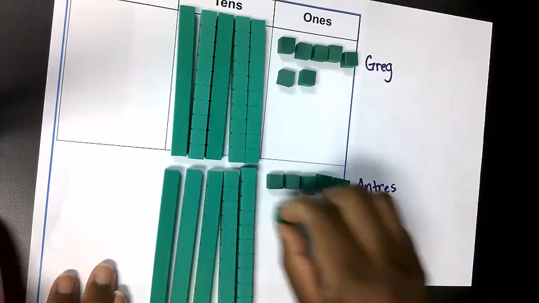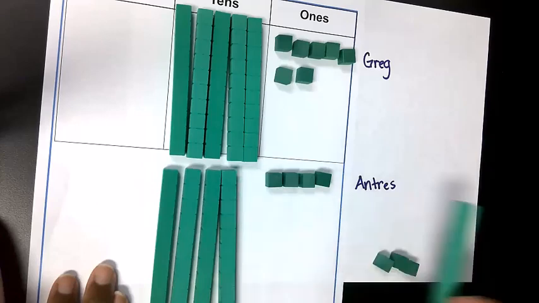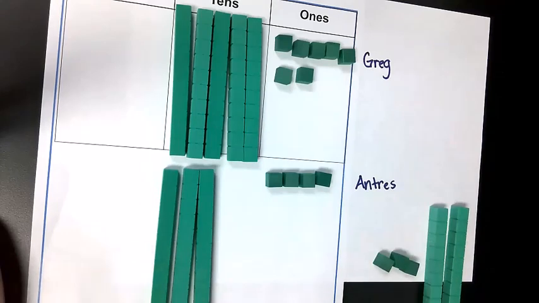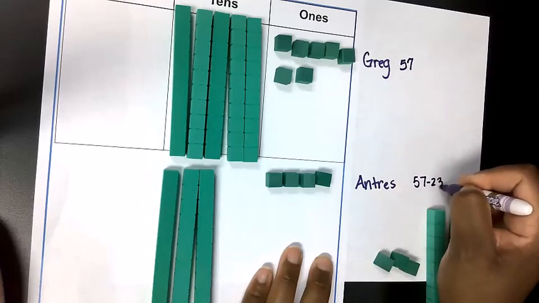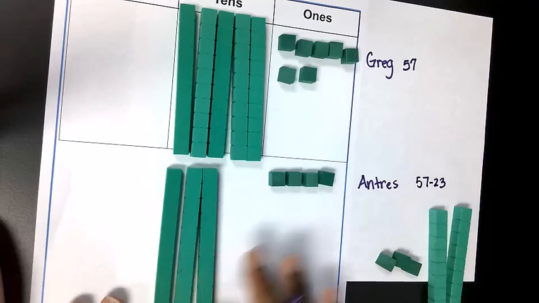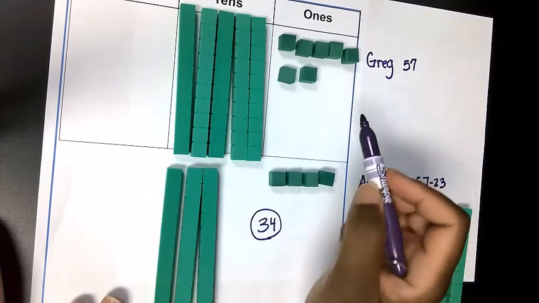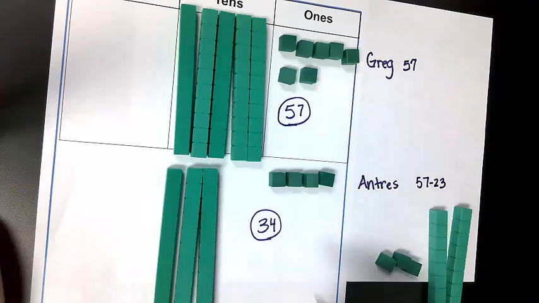So 1, 2, 3. I took away 3 ones. Now I'm going to take away the 2 tens that would represent the 20. 1 ten, 2 tens. So we've taken 23 away from Andres. Because remember, we know that Greg had 57 to begin with, and Andres had 57 minus 23. So now we know that Andres has 34 candies. Okay, so 34 candies is the amount that Andres has, and we know that Greg has 57 candies. So the referent unknown is now known. We know that Andres has 34 candies.